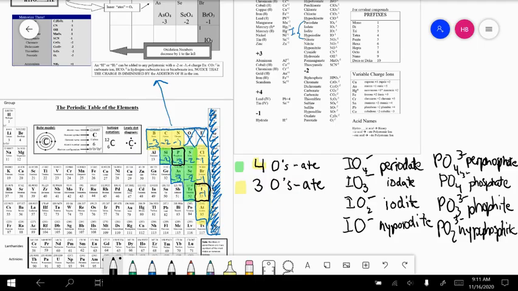Like such. So that's how you do a series. So this ins and outs chart that I taught you saves you learning 44 polyatomic ions.